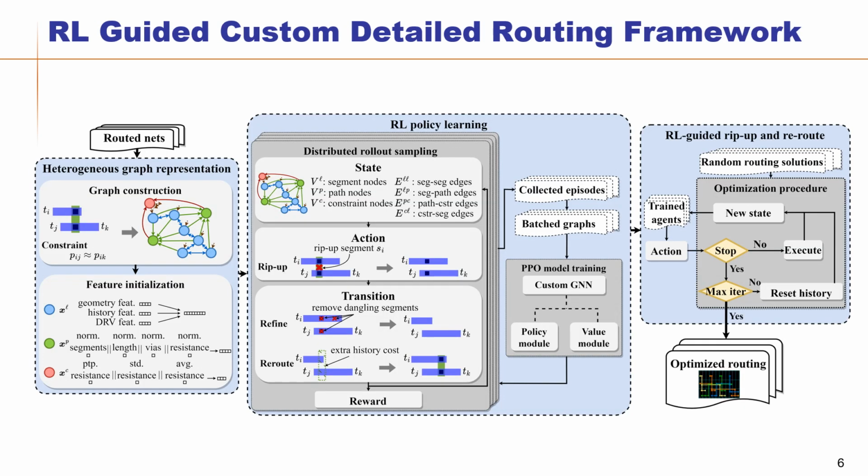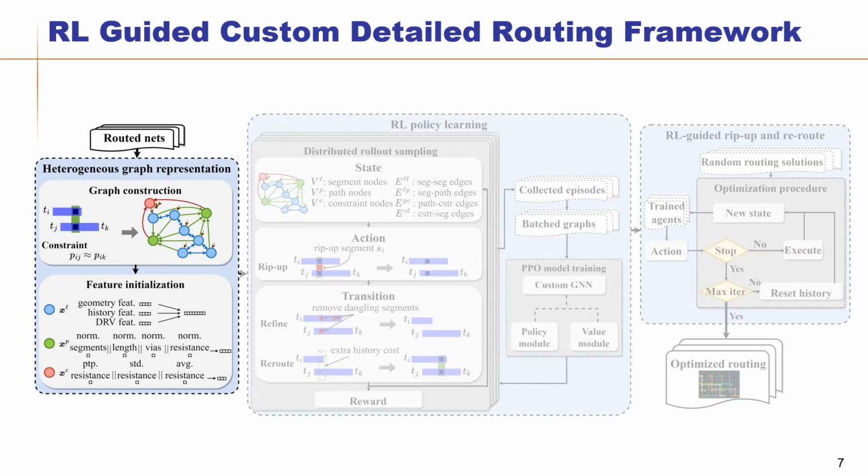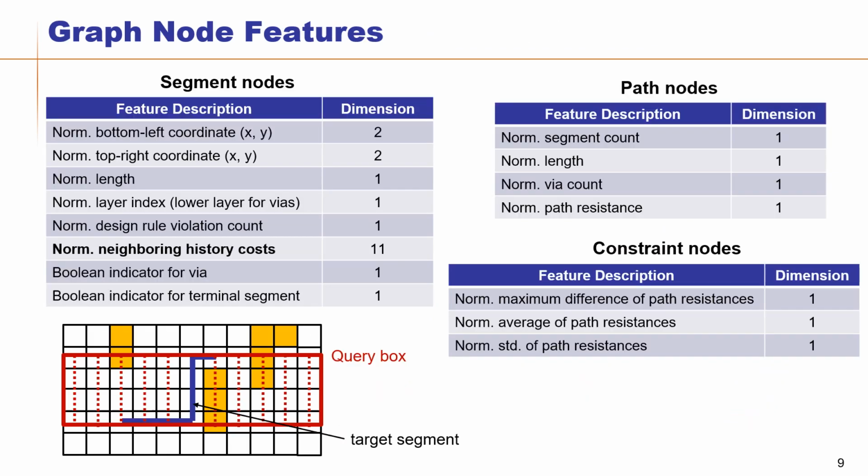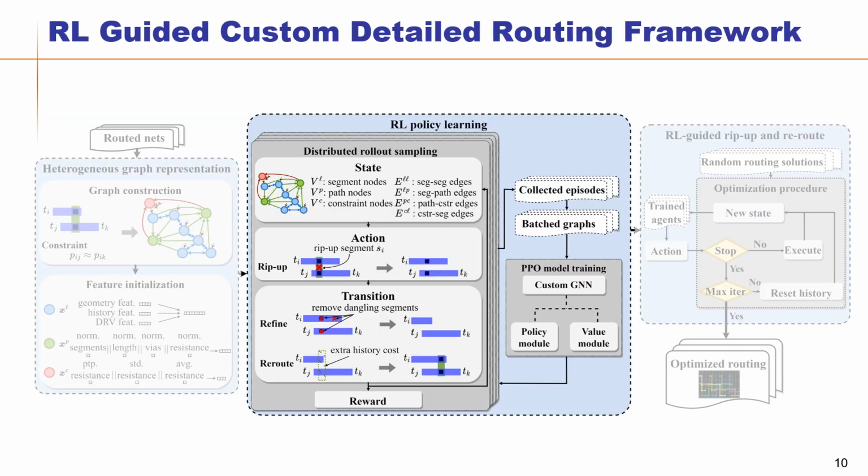Now let's introduce our RL-guided custom routing framework. First, let's see the state of the RL environment. We transform the routing solution of a group of nets to a heterogeneous graph with 3 node types and 4 edge types. Training on the heterogeneous graph, we initialize the feature of each node accordingly.